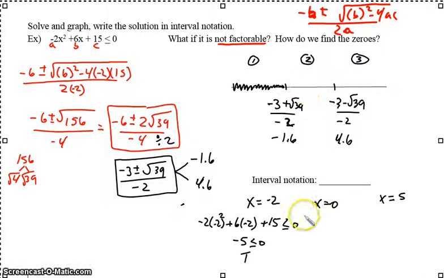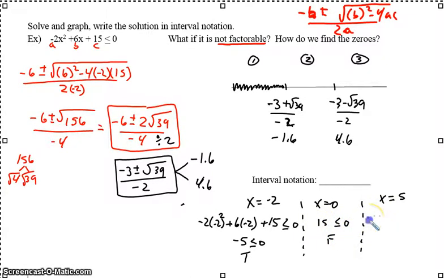Picking the number in between in zone 2, we use 0. That's pretty easy. If I put zeros in for both of these, you would just get 15 is less than or equal to 0. So again, that's me plugging zeros in here. That's going to make all of that become 0. And that's false. 15 is not less than or equal to 0.